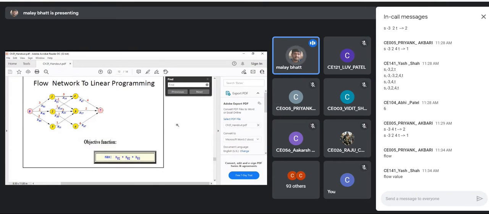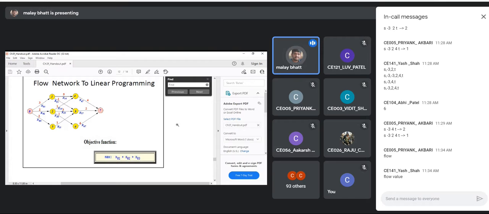So this is what we'll add. Our objective function, that is the main part in the linear programming. So what do we want to maximize? We want to maximize x01 plus x02 plus x03. The values of x01, x02, and x03 should be such that the total outflow from the node 0 is maximum. Is this clear? The total outflow from the node 0 must be maximum.